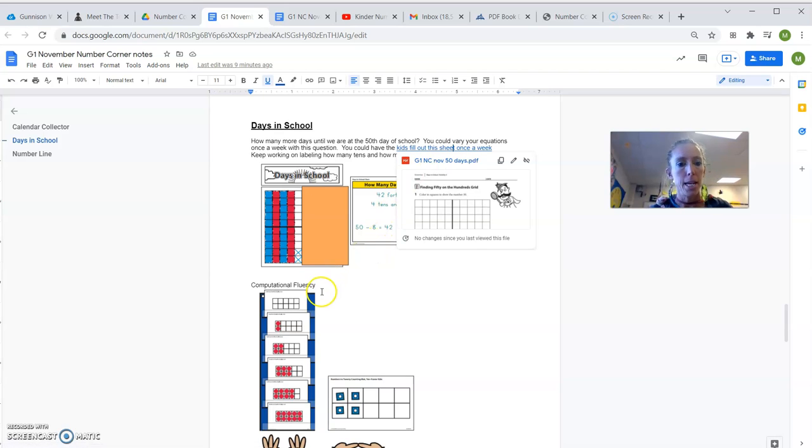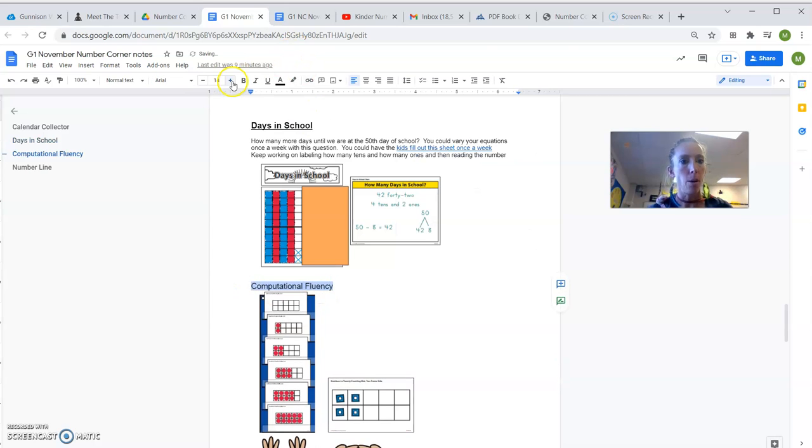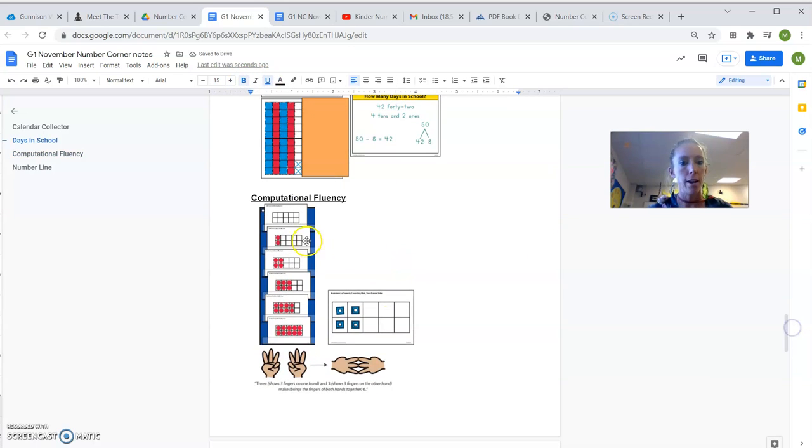All right. Now we go to computational fluency. Computational fluency is all about doubles and halves. So here you have these cards. I'm just showing you all different things you could do with it.